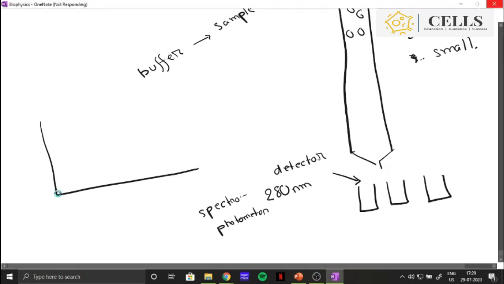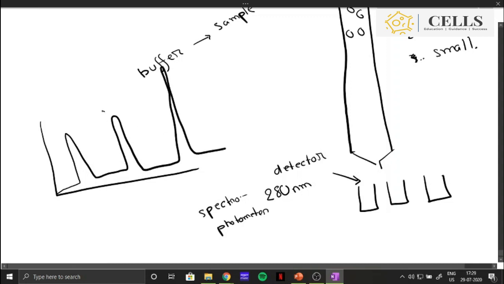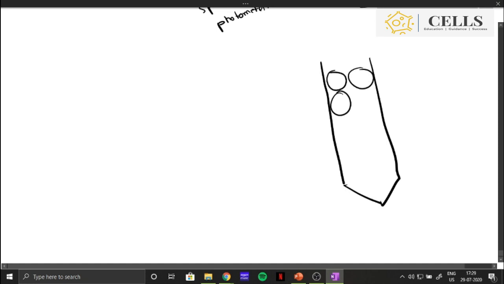So it was buffer, large protein, buffer, medium ones, buffer, small ones. Done. So you can detect where your protein is using this graph. And also, suppose you have a column, there is an important terminology. You have beads here.